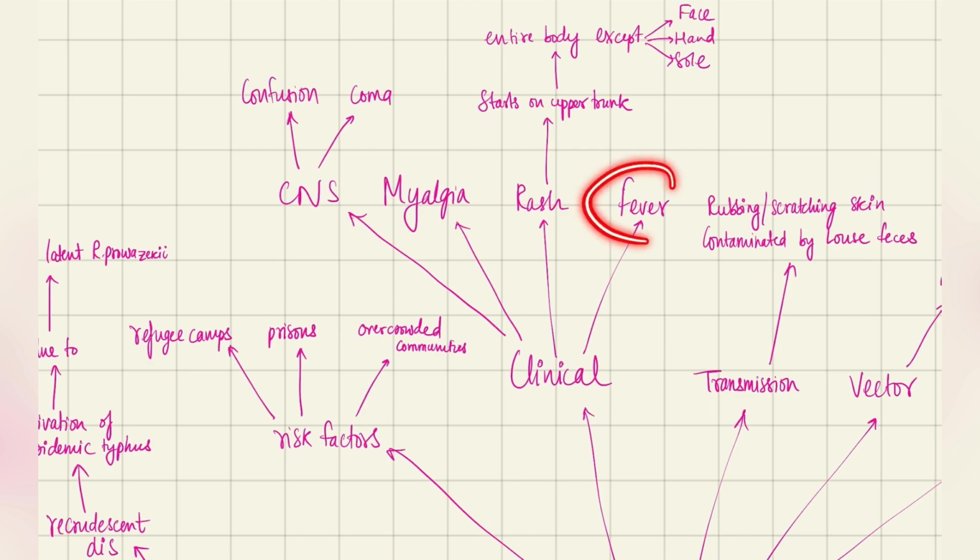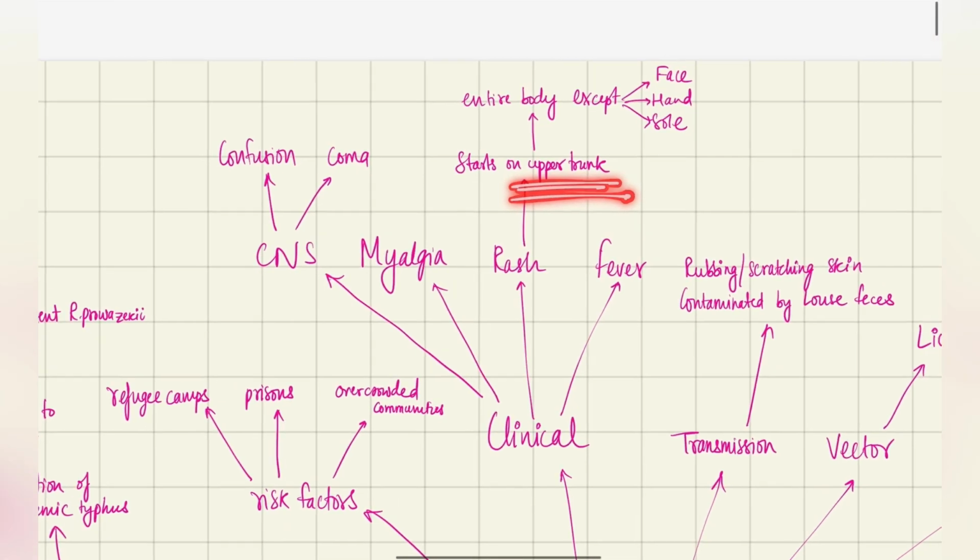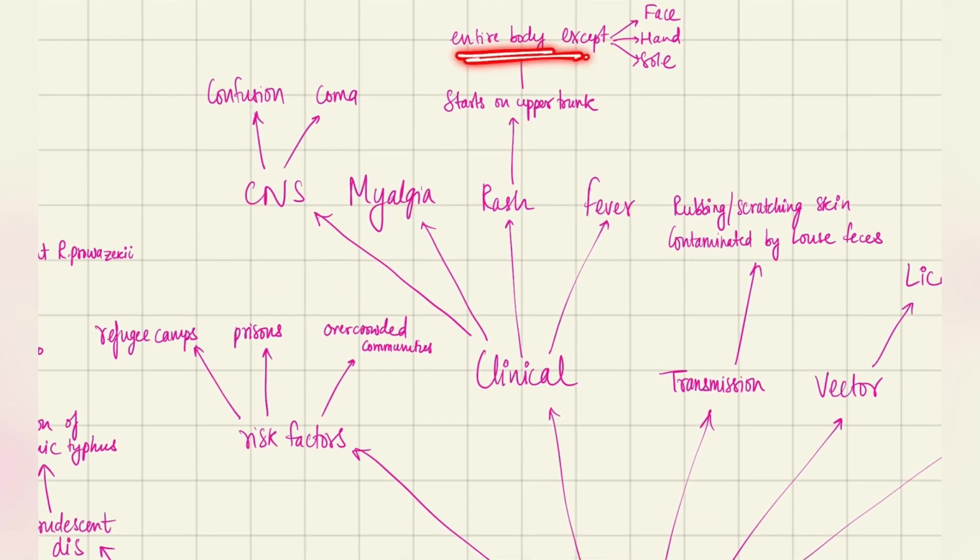Okay, so fever. In rash, we have a rash that characteristically starts on the upper trunk and goes on the entire body except the face, hand and sole. Okay, except the face, hand and sole. And this is very important to remember because in viva or in any exam, they can directly ask some rashes which spare the face, hand, sole, or which only infect the face, hand or sole.